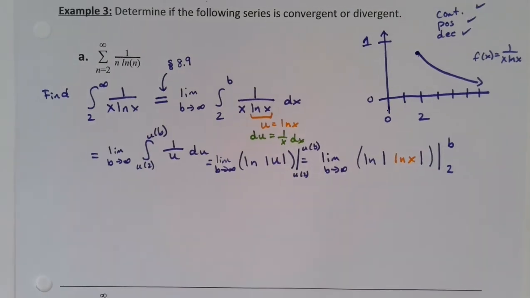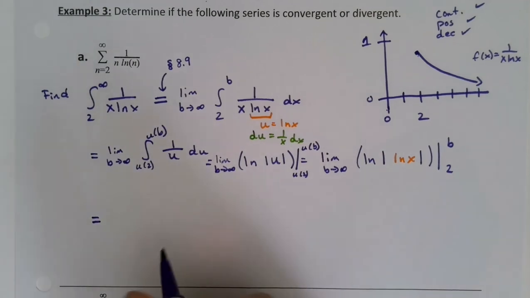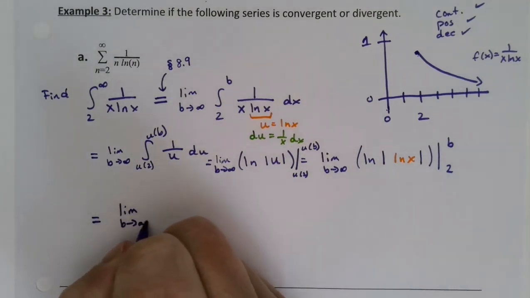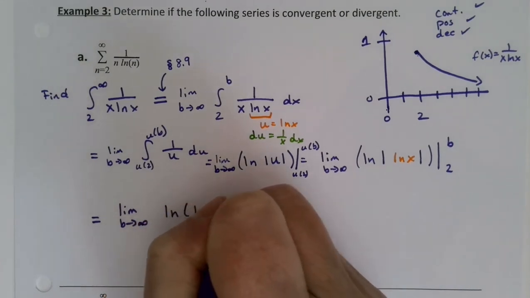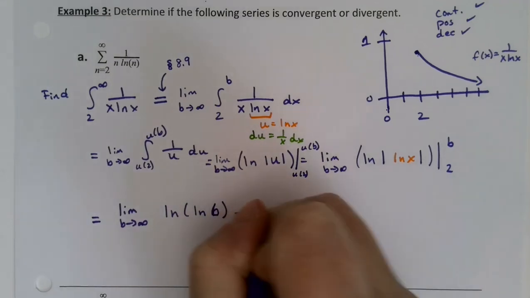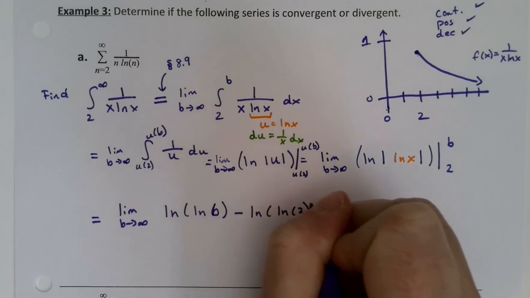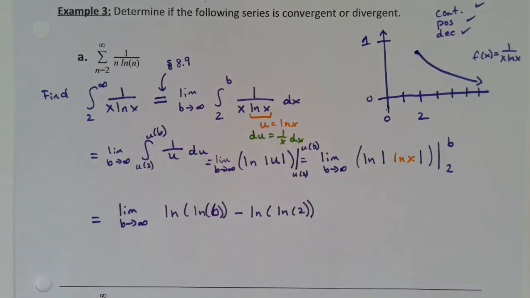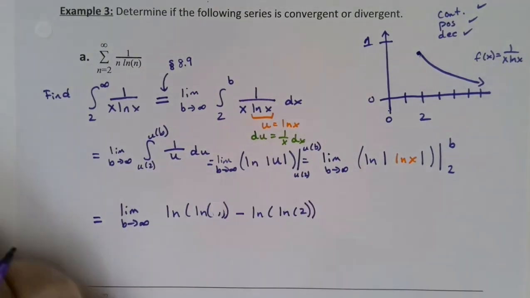All right, so then this is equal to the limit as b goes to infinity of the natural log of the natural log of b, minus the natural log of the natural log of 2. There we go. My b is so strange. It looks like a 6, and it's not a 6. It's a b. I'm sorry.